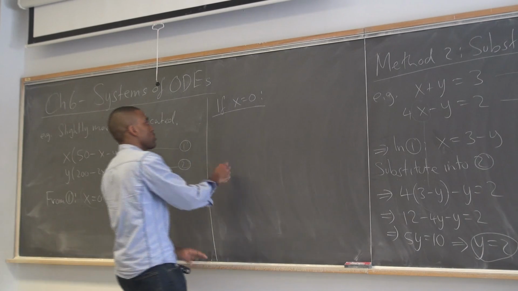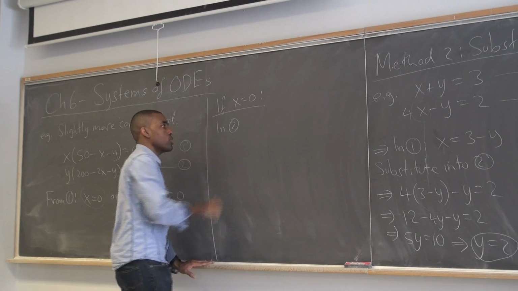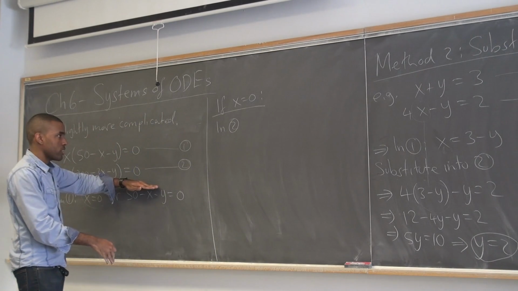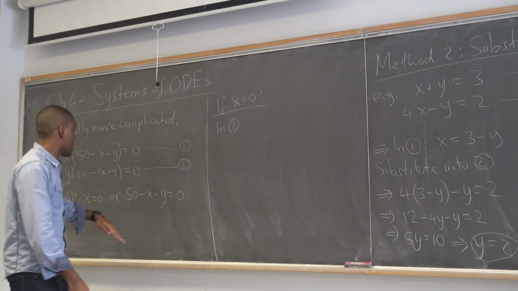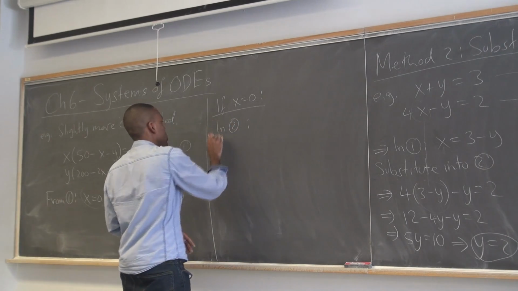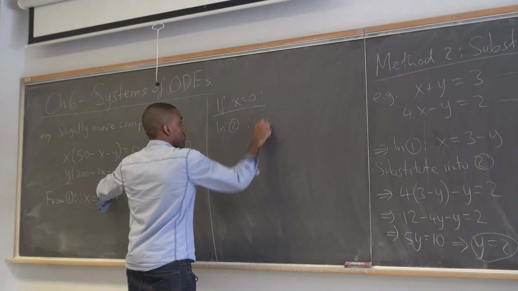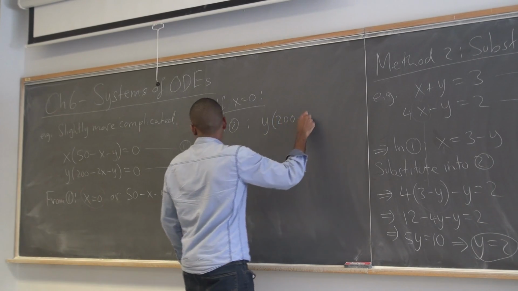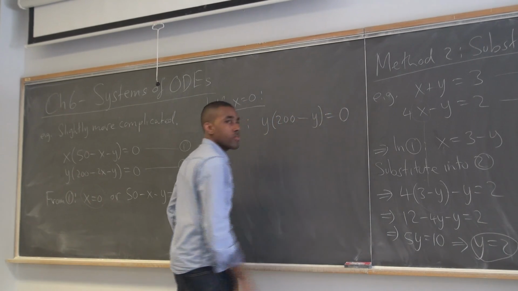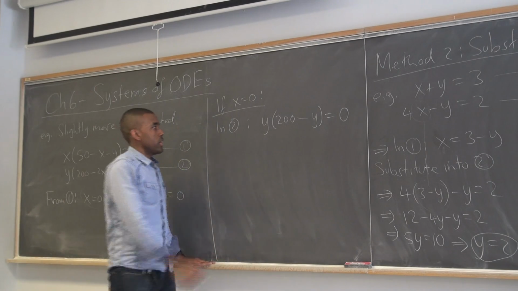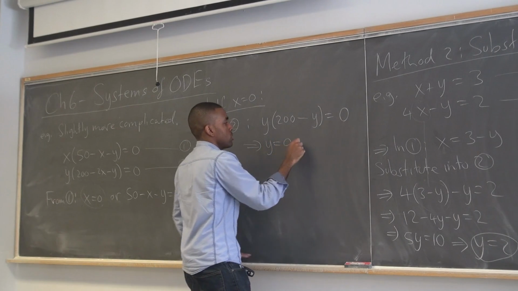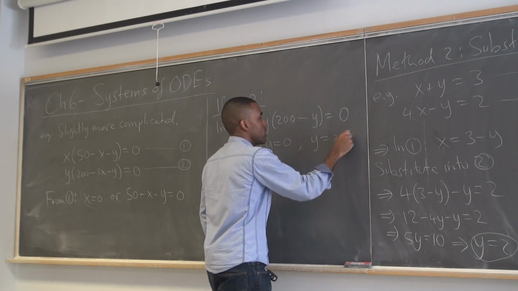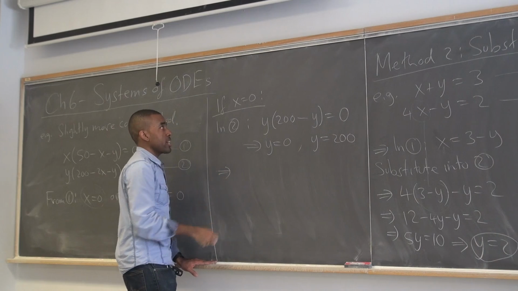Right? If x equals 0, then I worry about equation 2. Whatever equation you start off with, use the other one to finish, because you need both of them to work together. Right? So if x equals 0, equation 2 becomes... and what does that mean? Y is 0 or y is 200. So from here, I actually get two solutions.